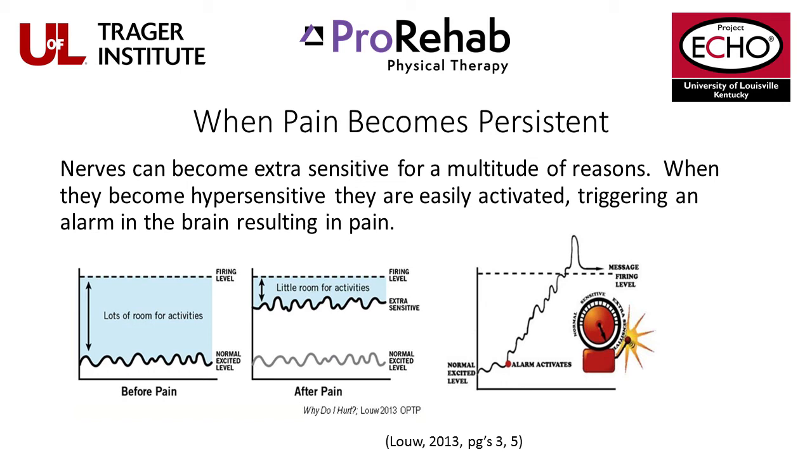This picture, to the far left, shows a normal electrical response of the nerves. And you can see from the arrow that there's lots of room for activity. In the chronic pain patient, the nervous system has become hyperactive. In the second picture to the right, you can see that now there's very little room for activity before the nerves are stimulated above a certain level. As you can see in the third picture, it sets off an alarm. When the alarm goes off, it says danger, danger to the brain, and then pain is outputted.